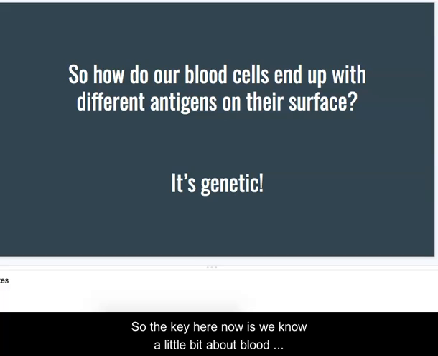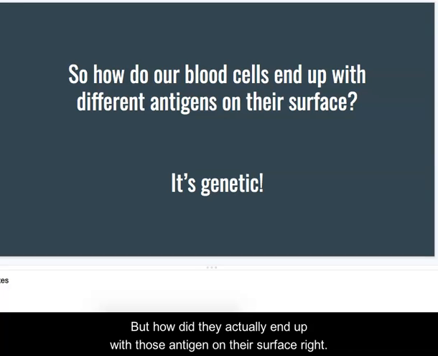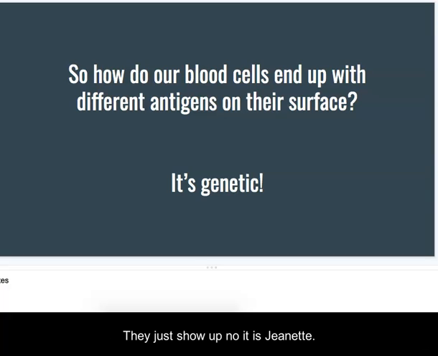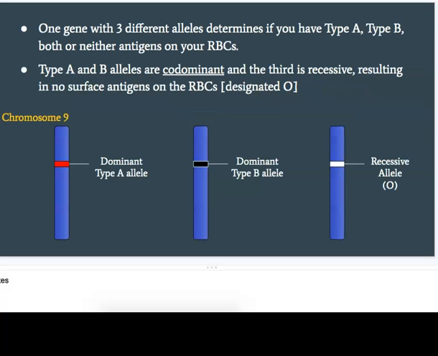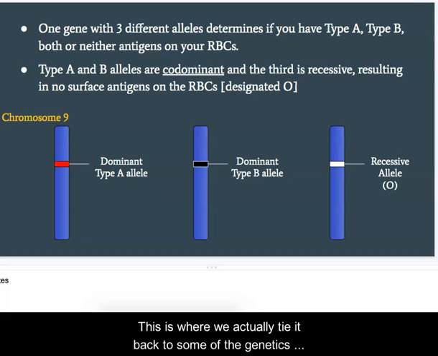So the key here now is we know a little bit about blood types and we know how to identify one versus the other, but how do they actually end up with those antigens on their surface, right? Do they just show up? No, it is genetic.